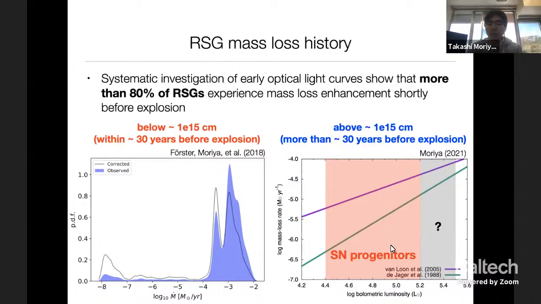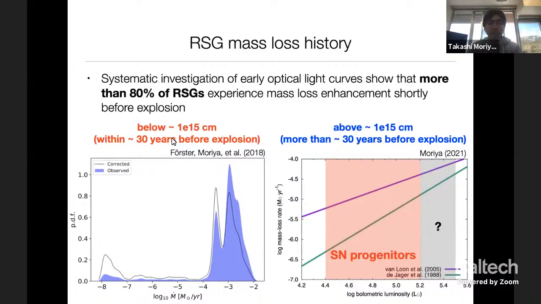In the earlier part of my talk, through the radio observations, we learned that the mass loss prescription of de Jager type explains the radio properties of supernovae from red supergiants very well. So the red supergiant mass loss rate should follow something like 10 to the minus 6.5-ish to 10 to the minus 5-ish. This is based on the information above 10 to the 15 centimeters, which basically means mass loss before 30 years before the explosion.